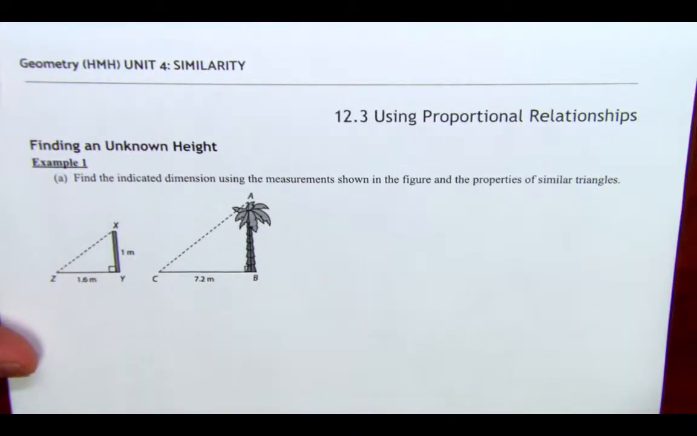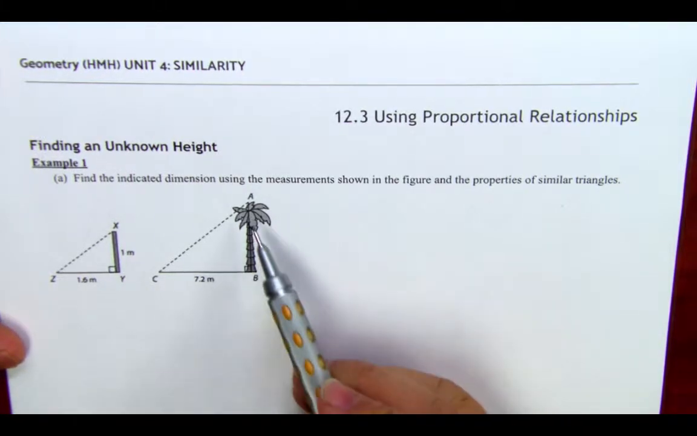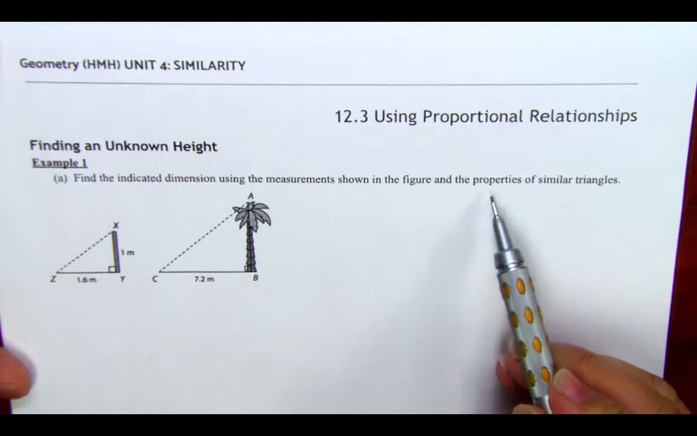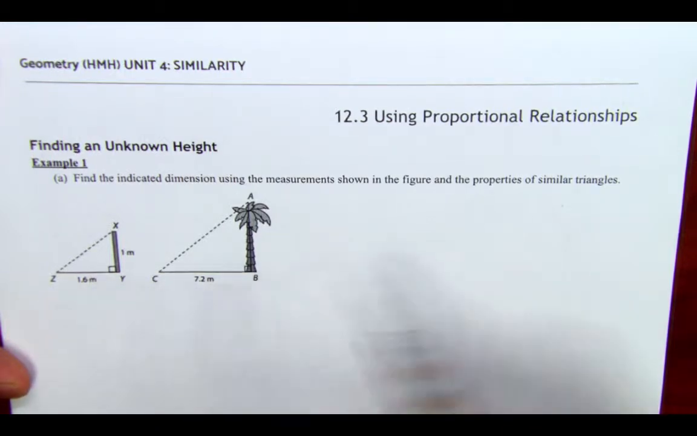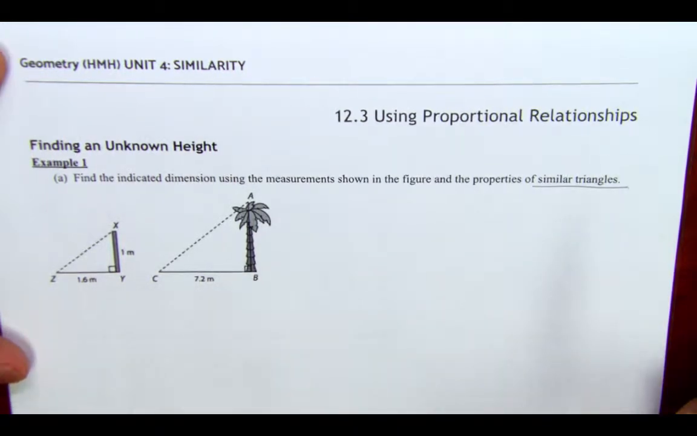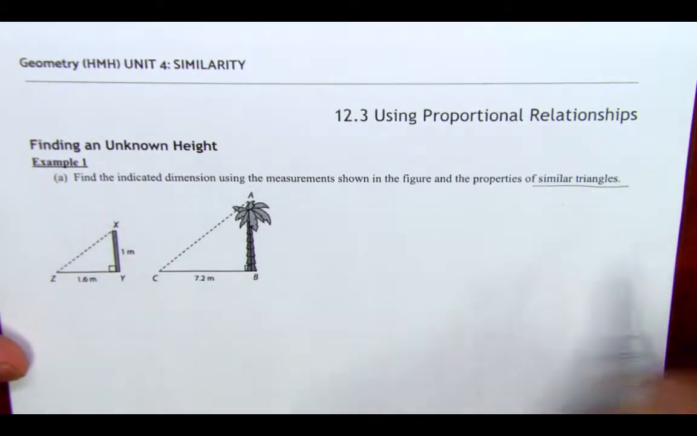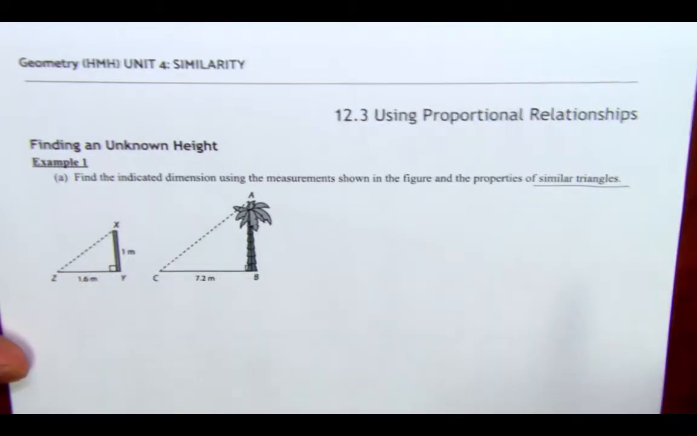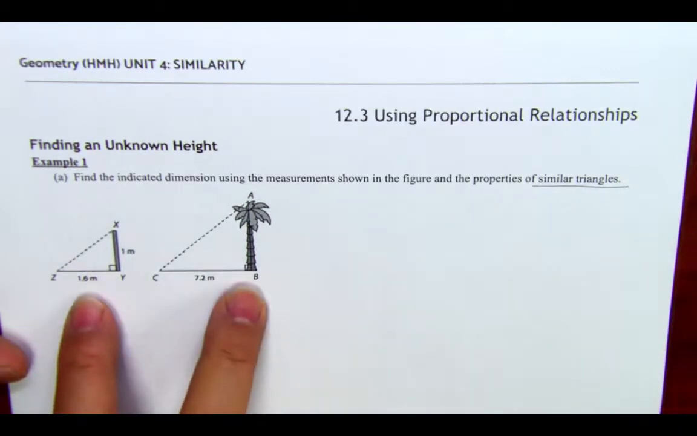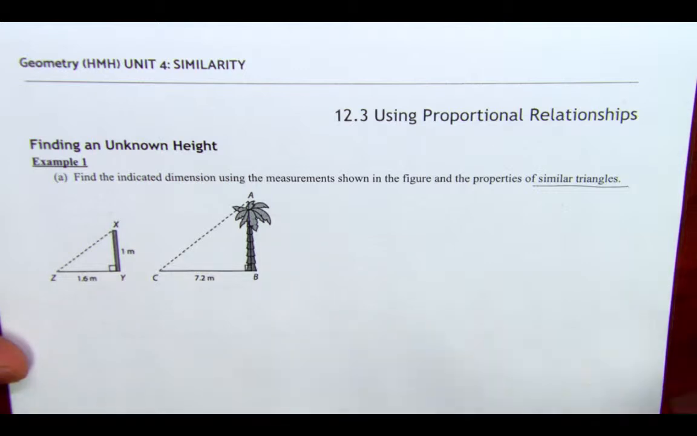Using proportional relationships, we're going to look for the unknown height over here. We're assuming that these two triangles are similar, right? So that's what's given to us. So what do we know about the property of the figures if the shape is similar? If you said the ratio of their sides are equal, then you're absolutely correct.